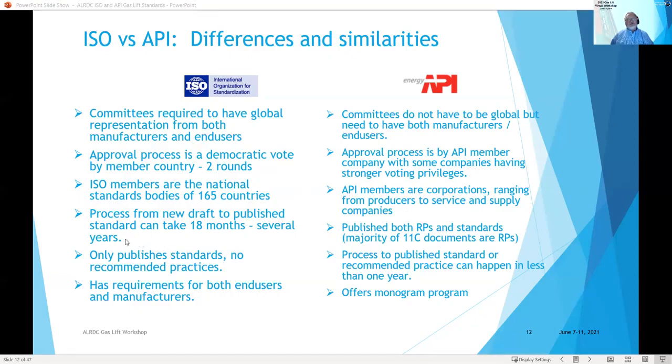The process under ISO for developing a new draft to be published can take up to 18 months to several years. The process for publishing standards or recommended practices can happen in less than 1 year under API. However, this is typically not the case. It's typically 2 years for standards to be generated. A difference between API and ISO is that API produces both RPs, or recommended practices, and standards.